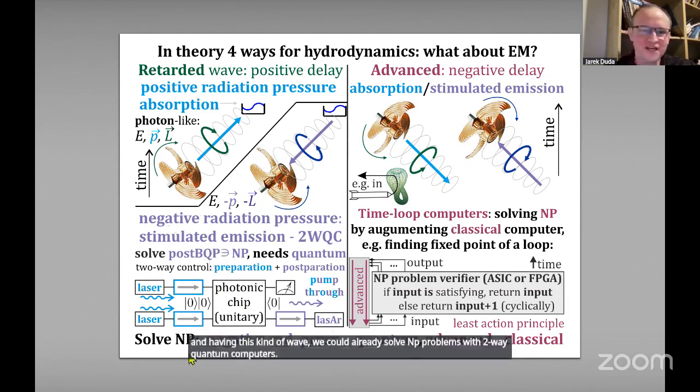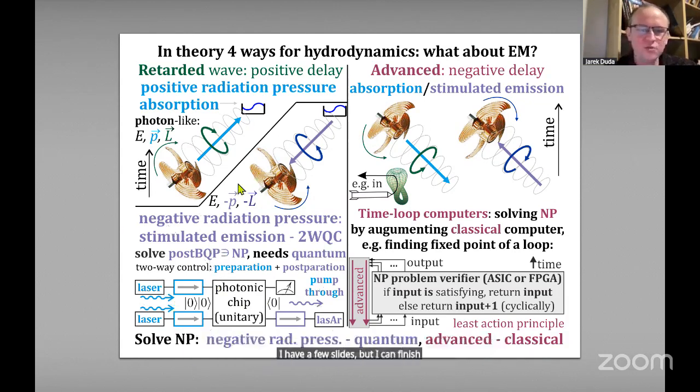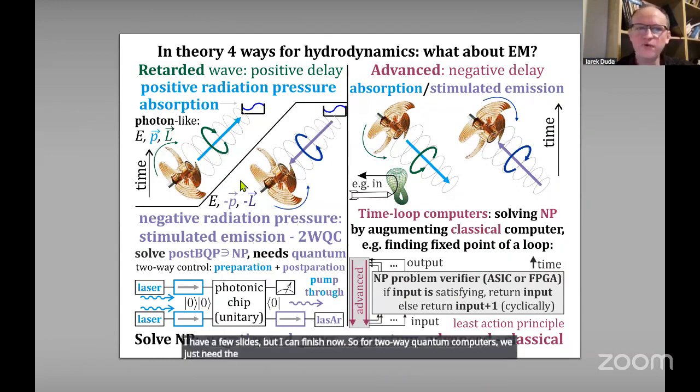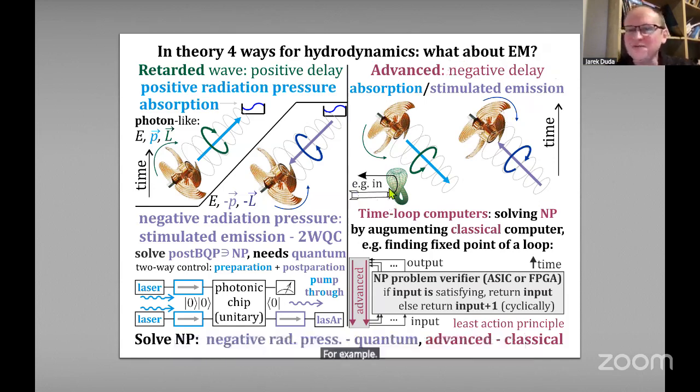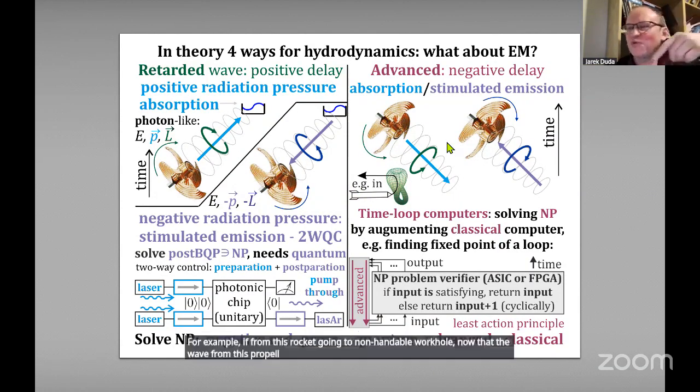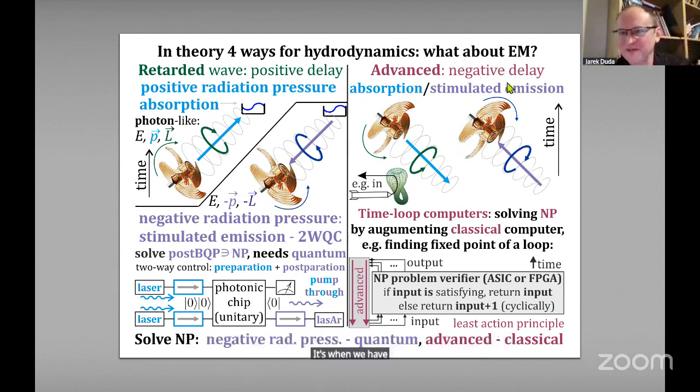I have a few slides, but I can finish now. For two-way quantum computers, we just need the pump. We need both to push photons through and to pull them. So we don't need advanced waves for two-way quantum computers. But having advanced waves, for example if from this rocket going through this non-orientable wormhole, now the wave from this propeller would go to our past. This would have negative delay, if this is inside the rocket.